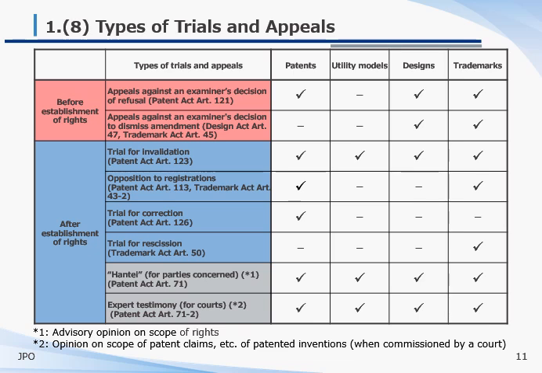For example, you can see that an opposition system is applied to patents and trademarks. A trial for invalidation system is applied to all 4 types: patents, utility models, designs and trademarks. In this video, I will explain the systems for the following: appeal against an examiner's decision of refusal, trial for invalidation, and opposition to registration.